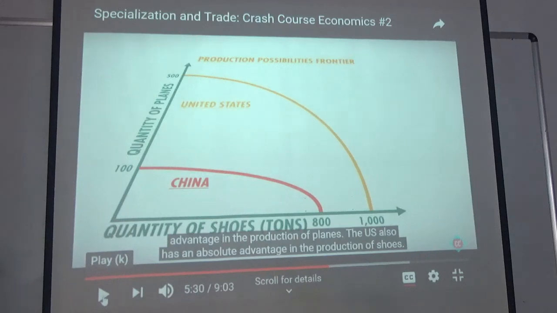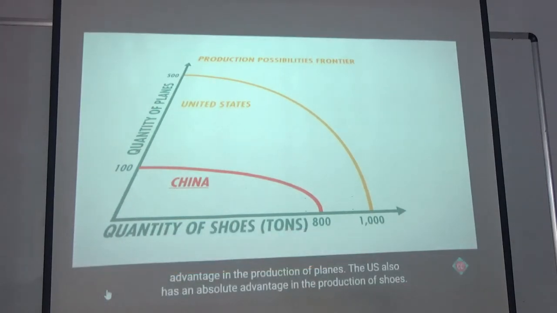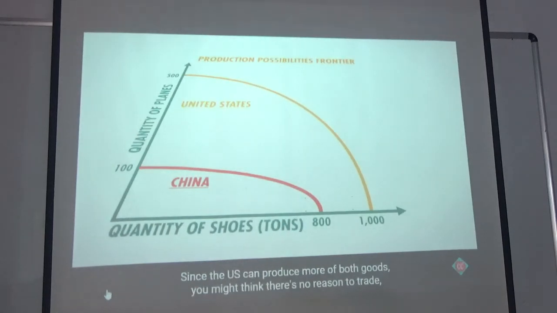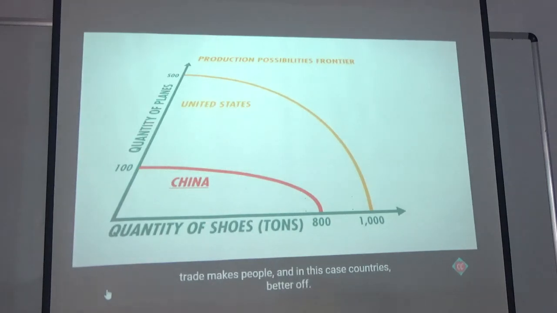So the absolute advantage goes to the U.S., but there's something called comparative advantage, and that's what he's going to explain now. Comparative advantage means that, in this case, yes, trade would be good. So check it out. Remember the term opportunity cost. Since the U.S. can produce more of both goods, you might think there's no reason to trade, that they should just produce both on their own. Well, no, remember, specialization and trade makes people, and in this case, countries, better off.